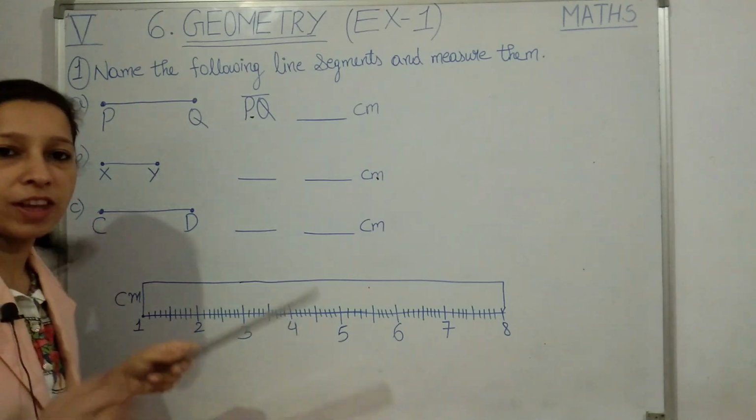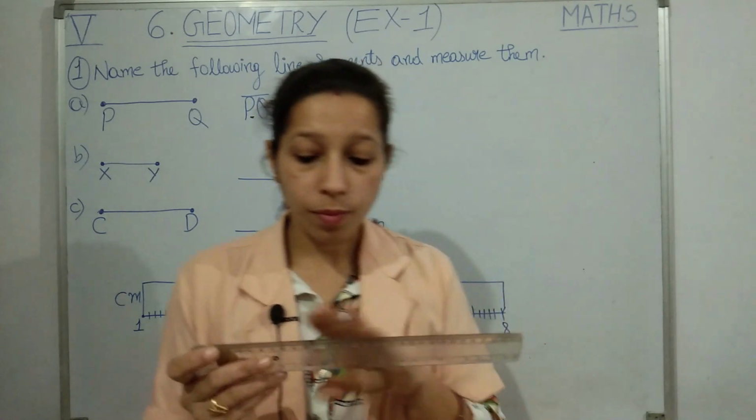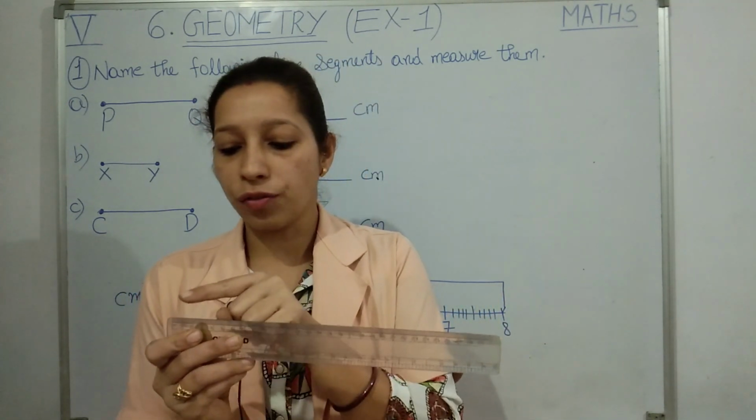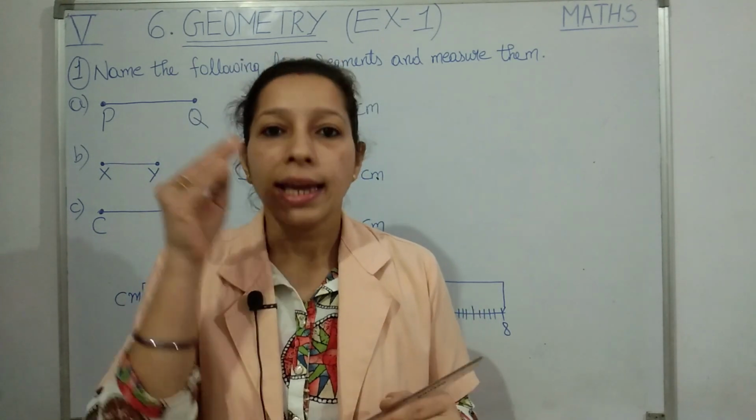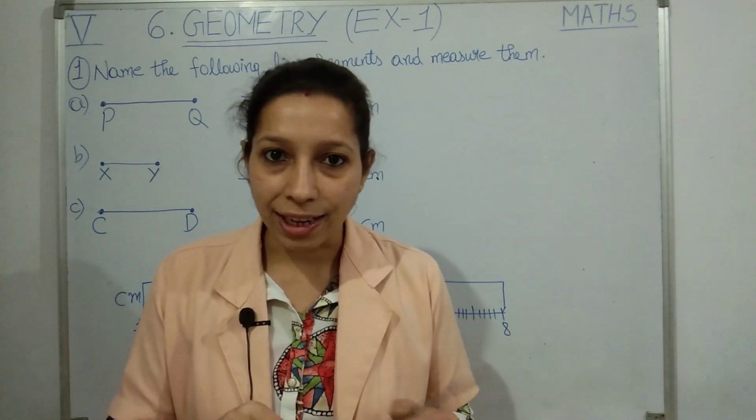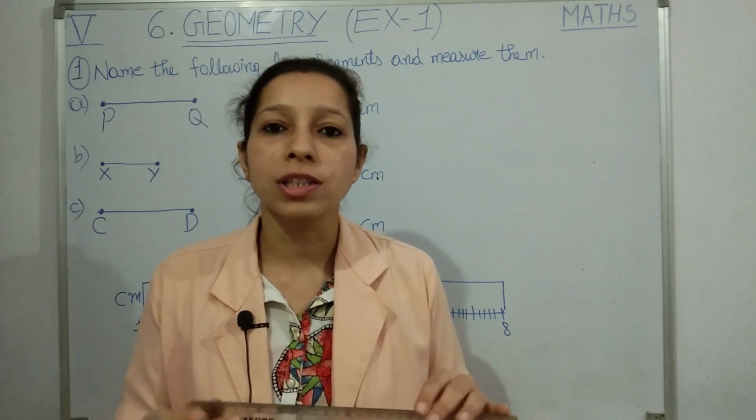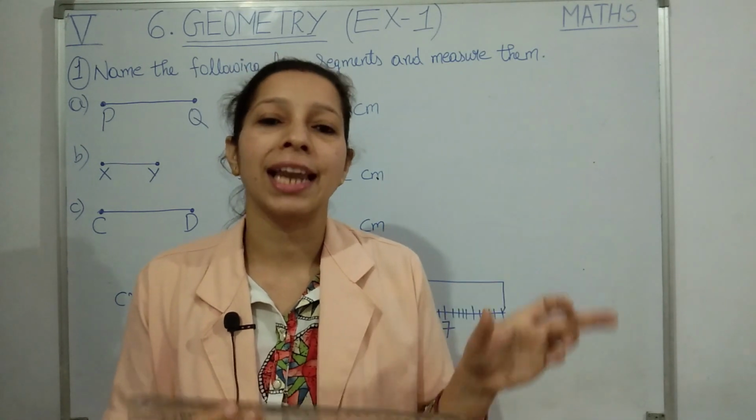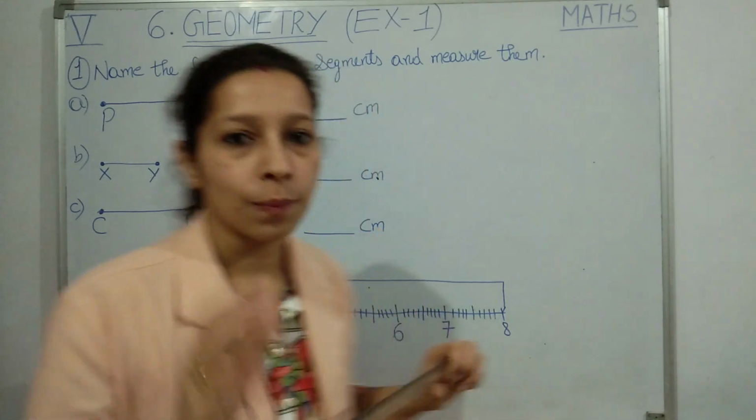For measuring we will use a scale. Now students, I am having a big scale, and if you also have a big scale, then you can see numbers are given from 1 to 30, isn't it? Each number shows 1 centimeter, students. And if you have a small scale, then also no problem. In your small scale, numbers from 1 to 15 are given. That means that scale is of 15 centimeters and this big scale is of 30 centimeters.